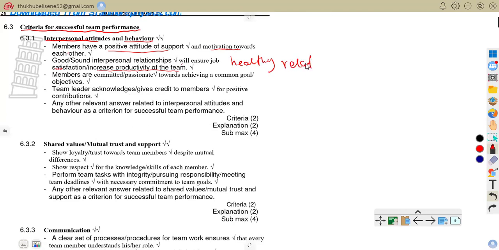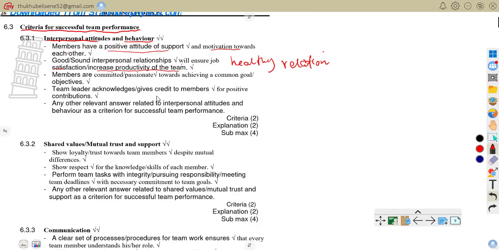If we have healthy relationships at the workplace, that will ensure what? Job satisfaction. That will bring motivation. So you'll be satisfied, and then that will result in very good production. Members are committed, passionate, and work towards achieving common goals and objectives. That is when there are good interpersonal attitudes and the behavior is fine. So it means every member is going to be committed, passionate, and work towards achieving what? The goal of the business.